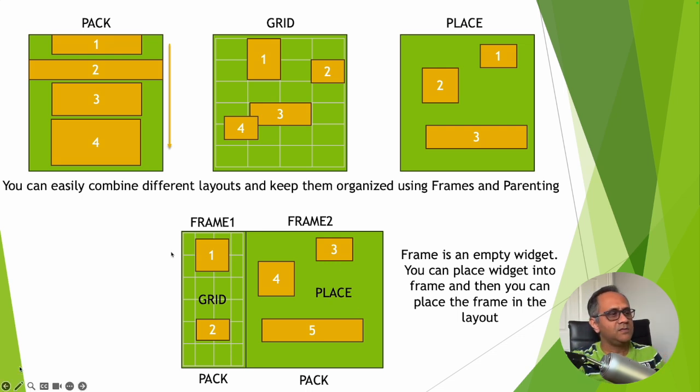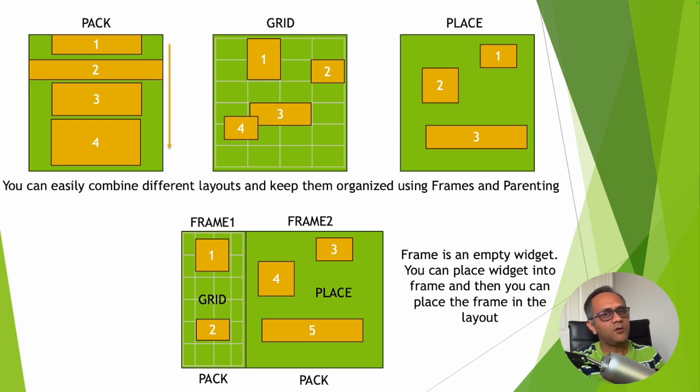In this example layout, you see I created two frames, frame 1 and frame 2. Frame 1 is on the left-hand side and frame 2 on the right-hand side. I put the two frames in a pack layout, and in frame 1 I created a grid layout, and there I put widget 1 and widget 2. So frame 1 is the parent of widget 1 and widget 2. Like that, for widgets 3, 4, 5, the parent is frame 2, and here I use the place layout. So you see, here we combine different layouts and use frames and different parenting options, so that we can create a very complicated, complex design also. So that is possible.